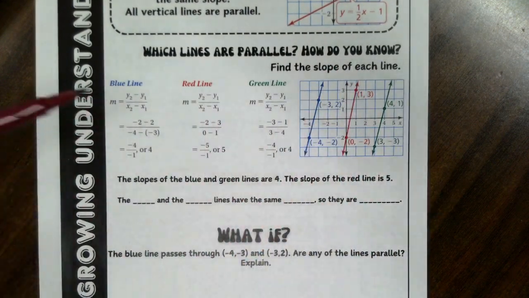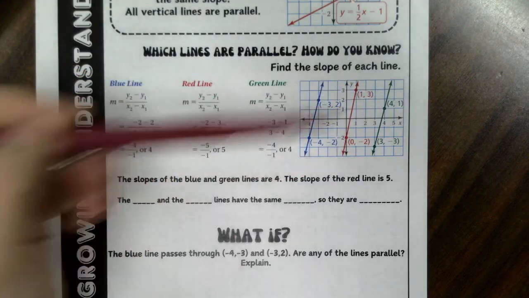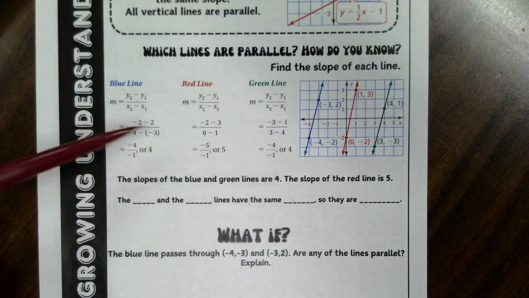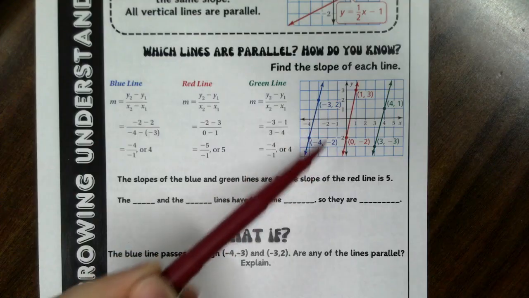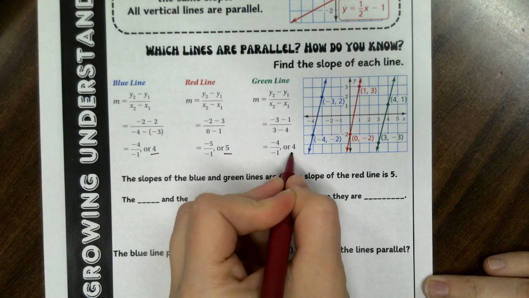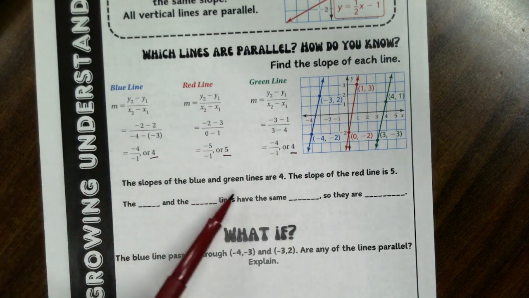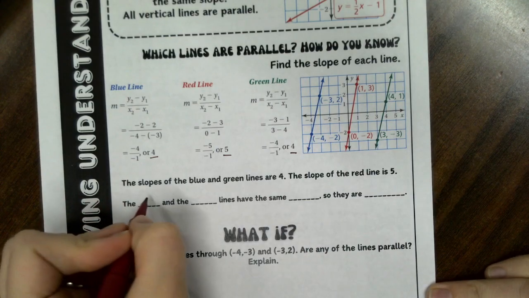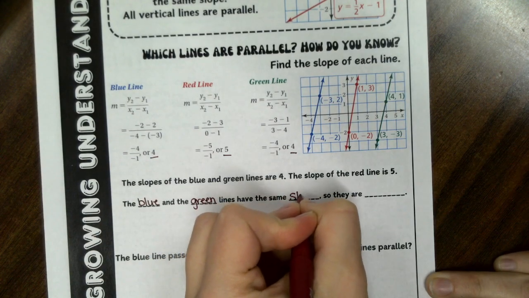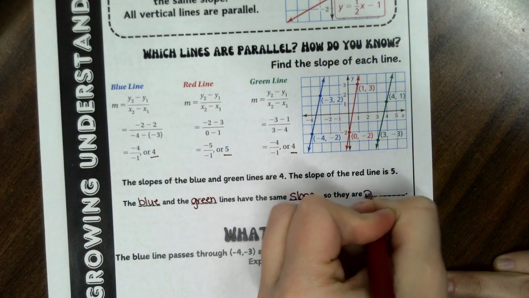How do you know? So I have a blue line, a red line, and a green line, and I am going to find the slope of each. And as you can see, we used our formula here. So when we worked out this whole problem, putting in the points that we had for each line, our slope became 4, 5, and 4. So the slopes of the blue and green lines are 4. The slope of the red line is 5. So that means the blue and green lines have the same slope, so they are parallel.